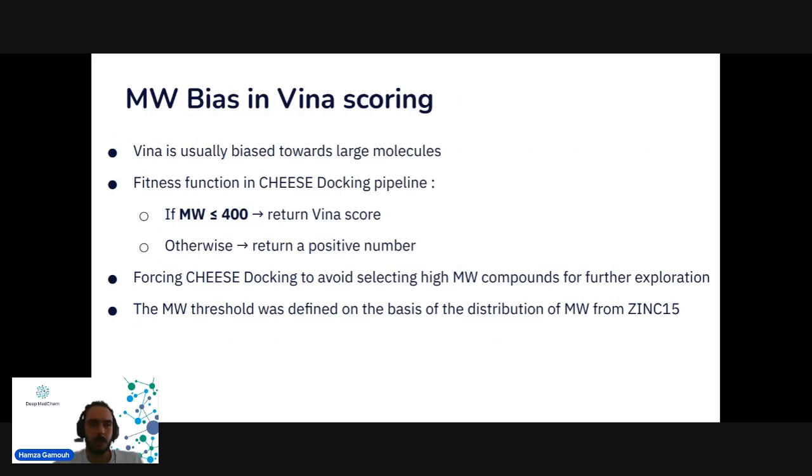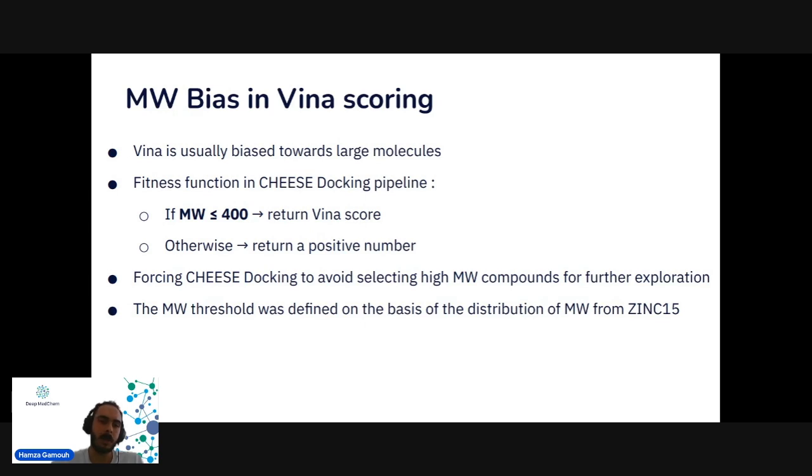Here I would like to point to one important thing. There is actually a molecular weight bias in the Vina scoring, which is well known. AutoDock Vina is built upon a linear formula which takes into account the interactions between the ligand and the target, and it's actually biased toward large molecules. So the larger the molecule, the better the docking scores tend to get, and it's because of this linear formulation.